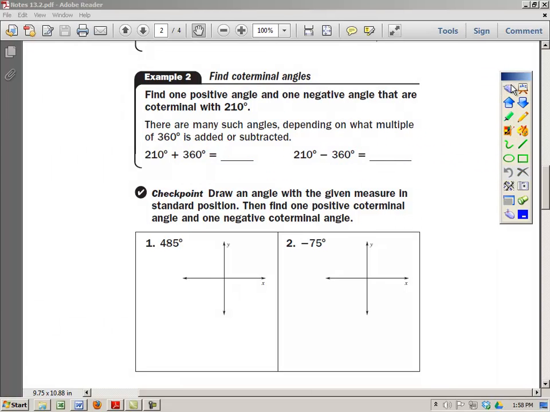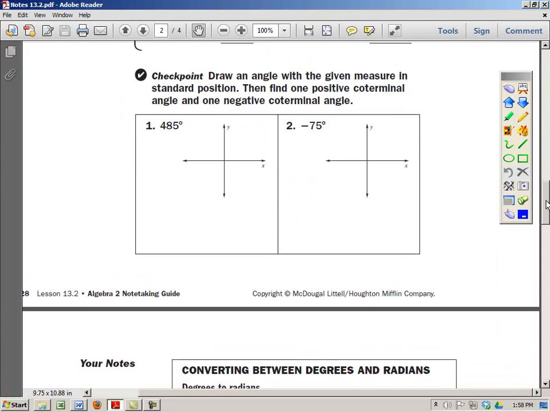Okay, a couple of checkpoint problems at the bottom of the page here. Let's go ahead and first of all draw the angle and then give a positive and a negative coterminal angle. All right, so 485. If I subtract 360, that becomes 125 degrees. Now 125 degrees, I know that's past 90, right? And that should be another 35 degrees past 90 degrees. So probably right in there someplace. It could be a pretty good approximate for that. All right, so that would be 125 degrees.